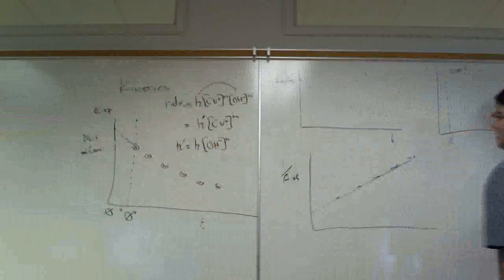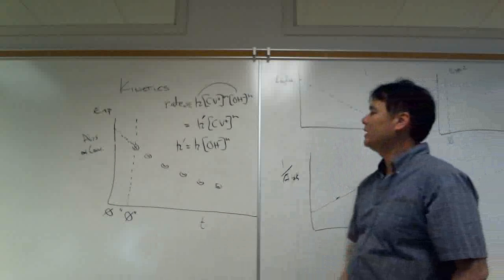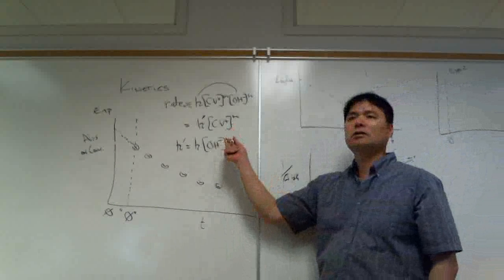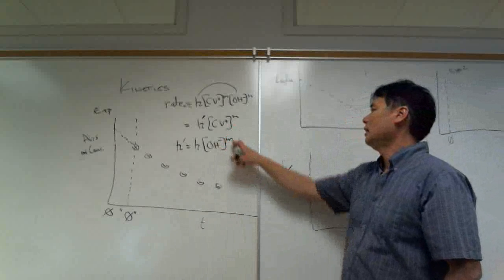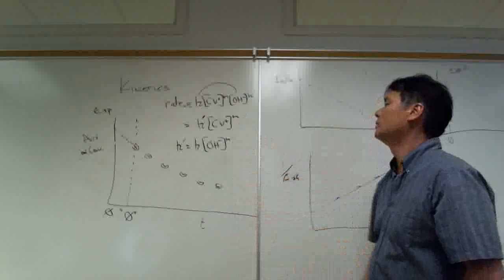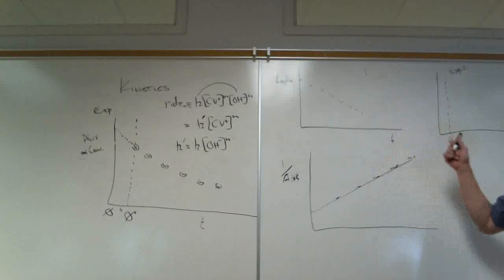Now for experiment 2, what we should do is make it pseudo n order instead of pseudo m order, which we did over here. But we didn't do that. The difference between experiment 1 and experiment 2 is this: we just doubled the hydroxide. We left everything else the same. And so the CV is the same between experiment 1 and experiment 2.